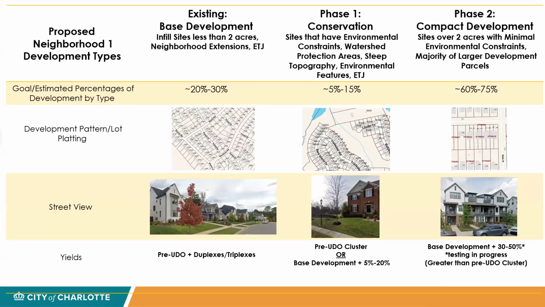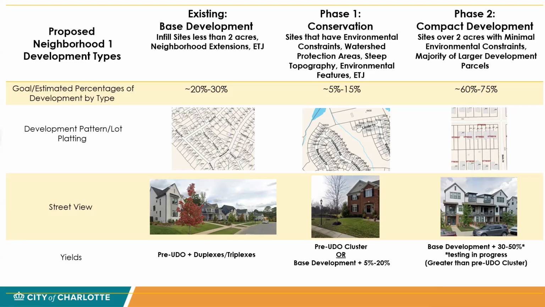So again, these 3 development tools, we're just seeing how they play out. We have the existing, which we estimate will be 20 to 30% of development. We have the phase 1 conservation, which is already adopted. We'll see that approximately 5 to 15% of the time. It will most likely occur in those overlay areas where there is the need for more protection. And then the phase 2 compact, we believe we'll see probably 60 to 75% of developments using this tool that we are getting ready to talk through.